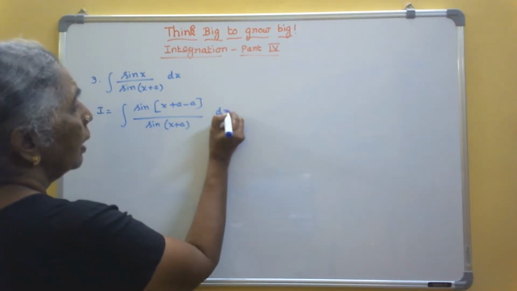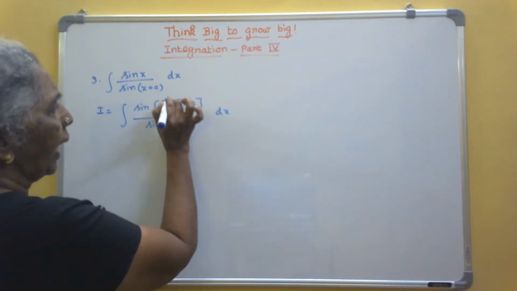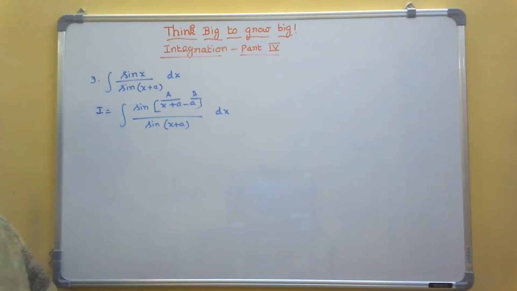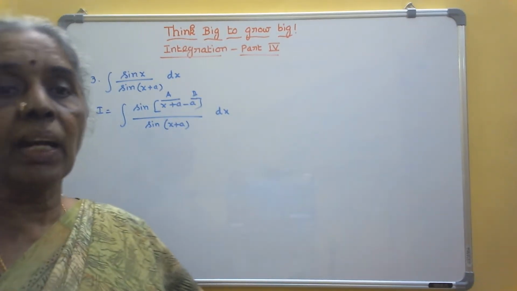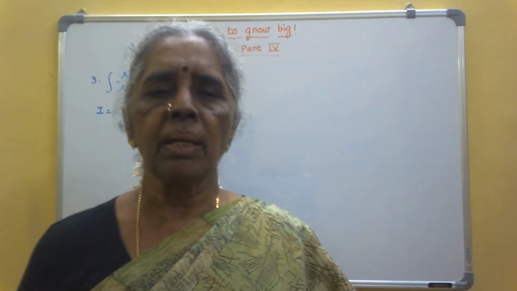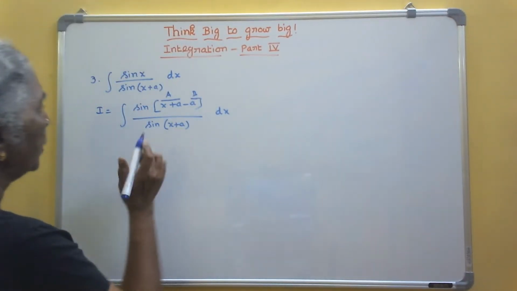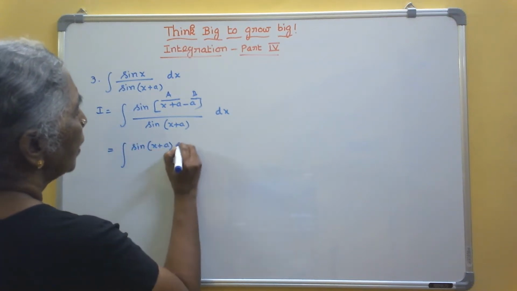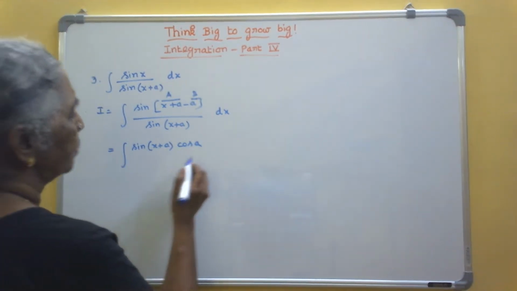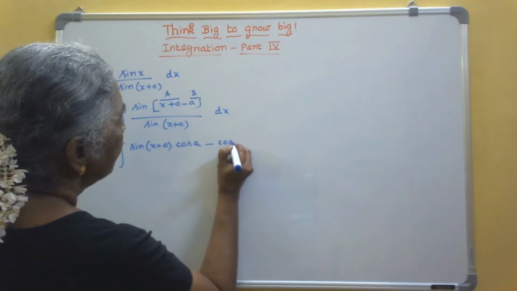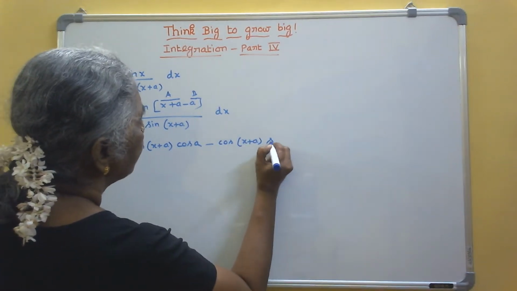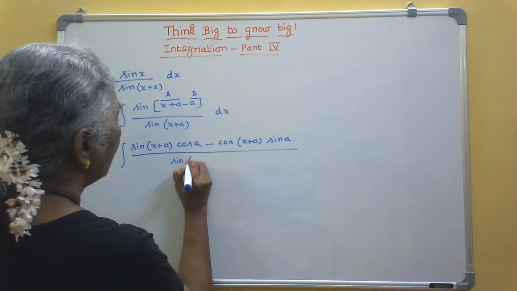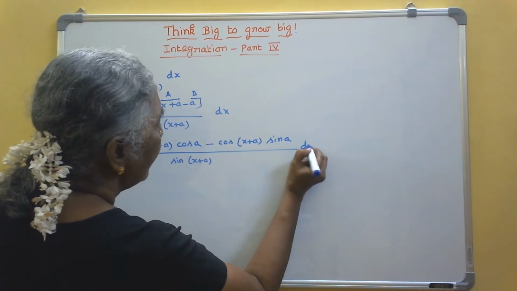Okay. Now here I will group these two together, and this term you can treat like sin of a minus b. You know the formula. Sin of a minus b is sin a cos b minus cos a sin b. I am going to use it. So I will get sin x plus a cos a, okay, sin a cos b minus cos x plus a sin a divided by sin of x plus a dx.